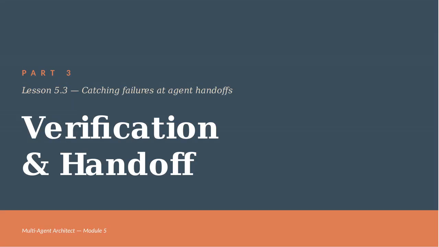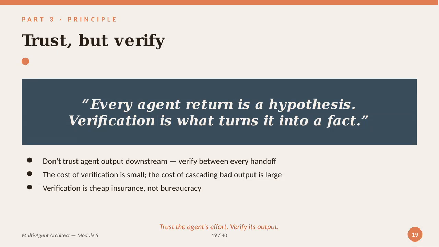Part 3. Verification and handoff. The places where you catch failures before they cascade. Trust but verify. The principle that gets the discipline started. The framing matters. Every agent return is a hypothesis. The agent did its job, probably correctly. Probably. But probably correct isn't the same as known correct, and downstream agents need known correct inputs. Verification is what turns the hypothesis into a fact.